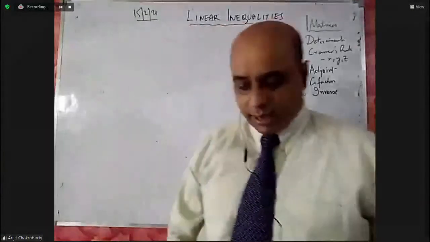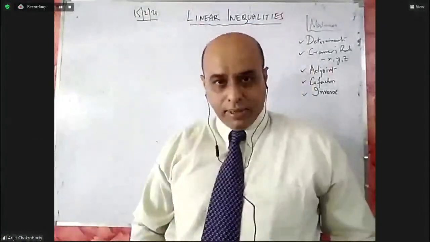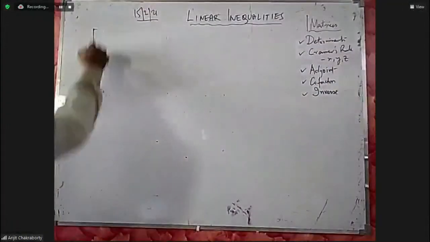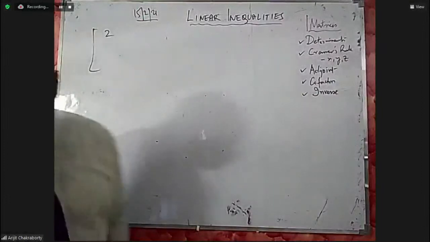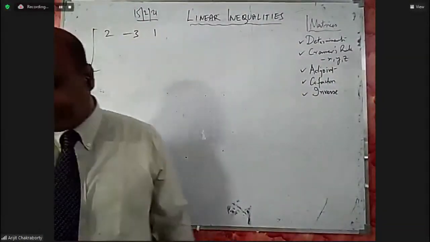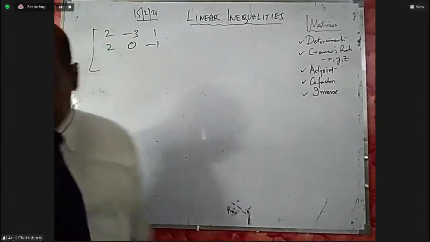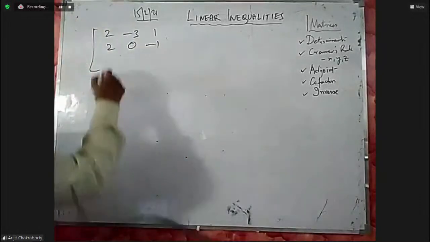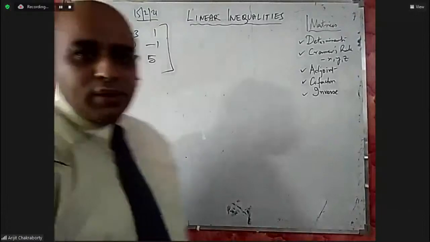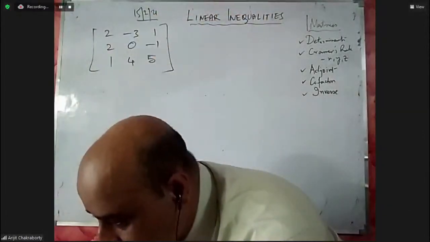I am taking one example which came in the exam, determinant of a 3 by 3 matrix, and let me see if we can work it out. The matrix is 2, minus 3, 1, 2, 0, minus 1, 1, 4, 5. You have pen and paper, and I'm sure you are working it out, so let us work it together.